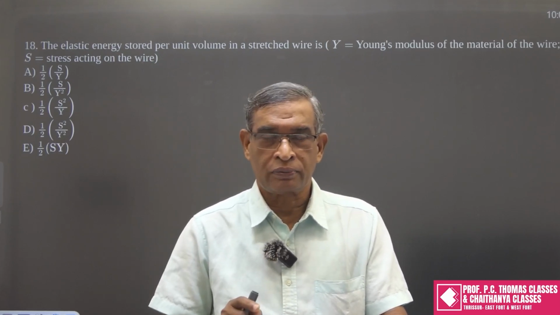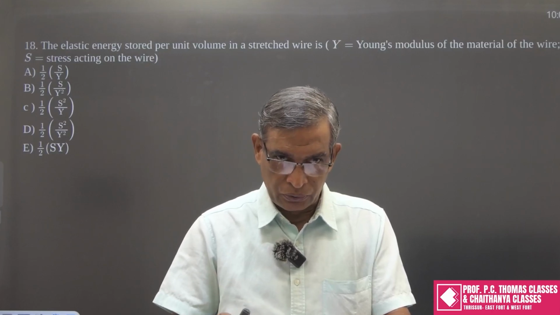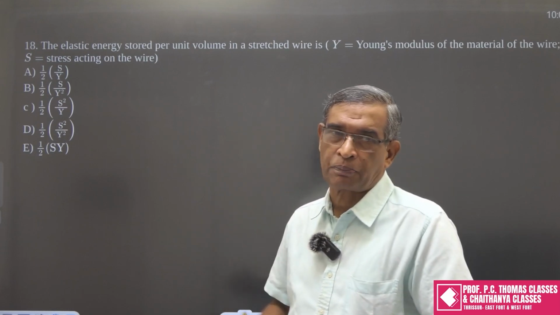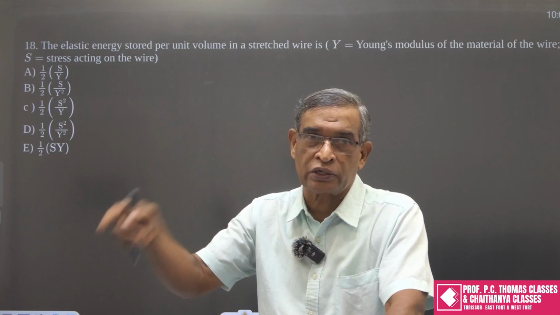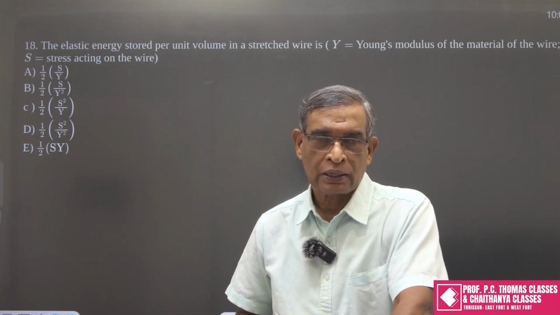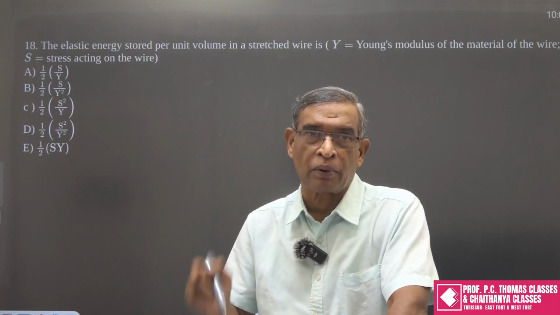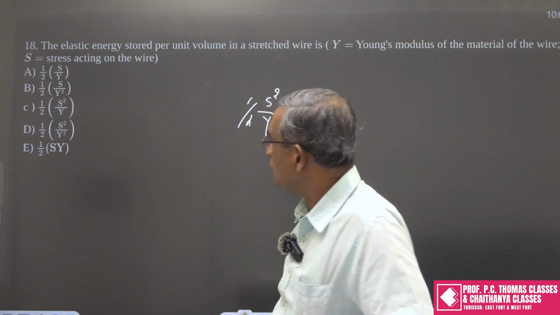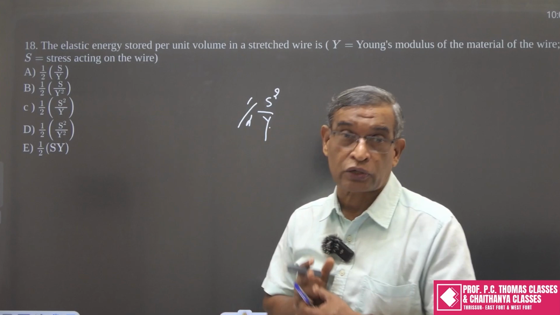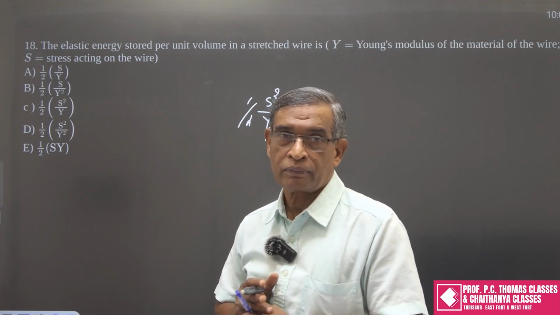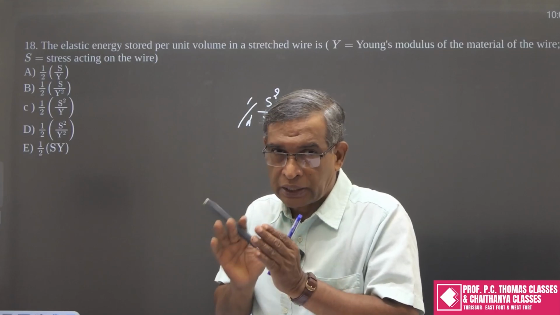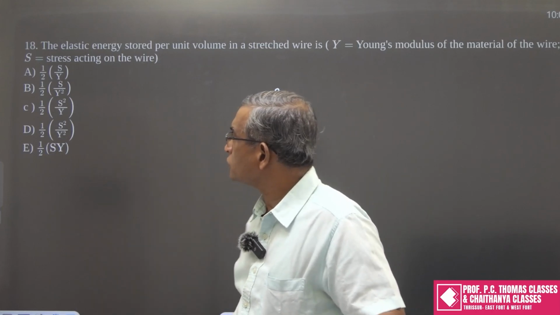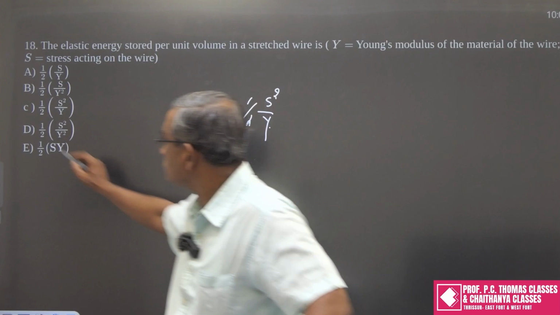Half stress into strain. If strain is replaced by stress by Y, half stress into stress by Y, half stress squared by Y. So our answer is half stress squared by Y, because the answer required the relation between S and Y. The result must contain S and Y. So this is the expression, S squared by 2Y. The option is C.